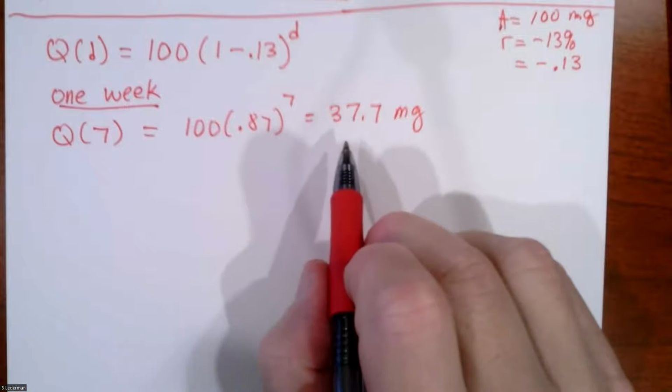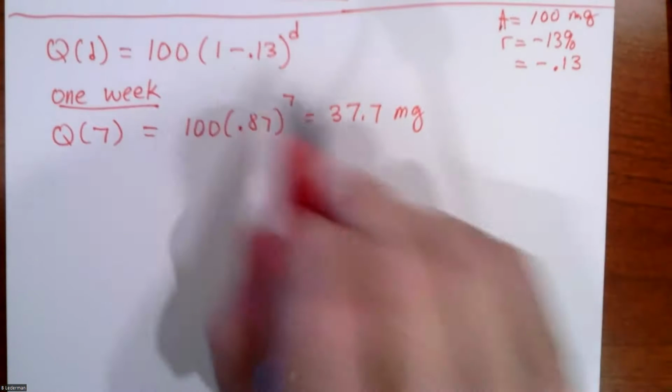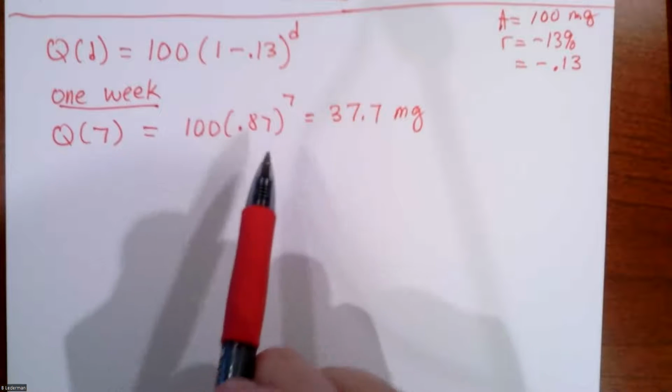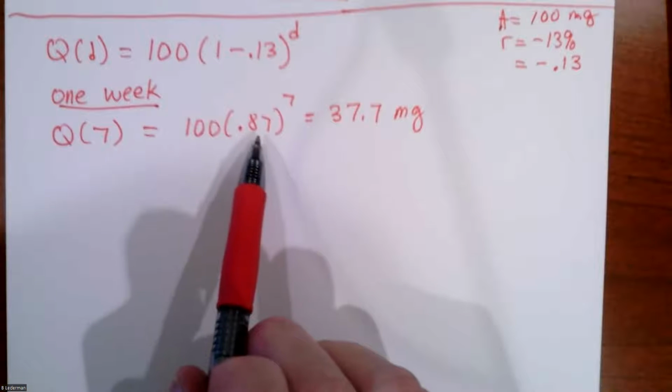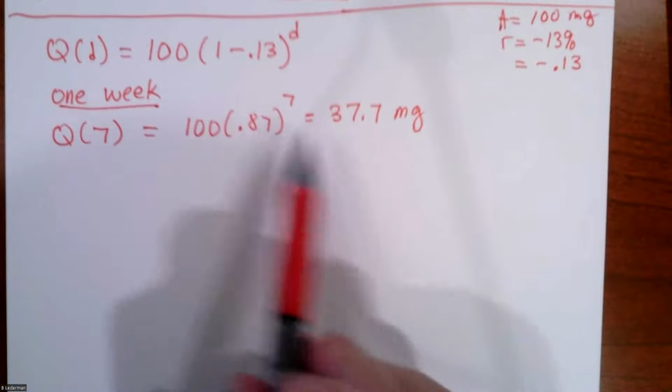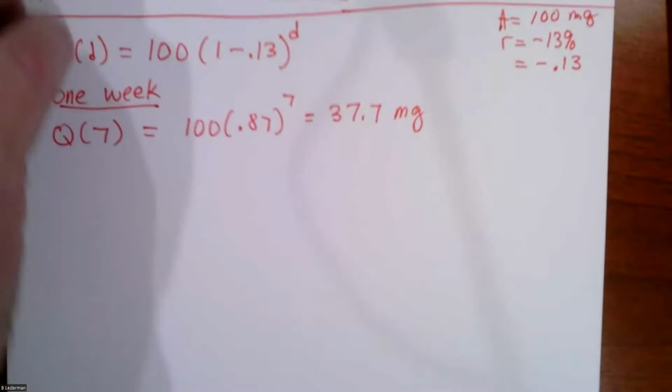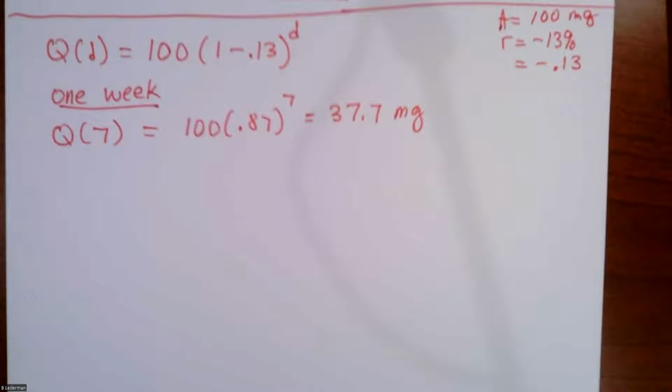Now you have less. Why do you have less? Well, it's decaying. That's the whole point. Notice that because 0.87 is less than one and I raise it to a power, that's why it keeps on shrinking. Okay, let's carry on.